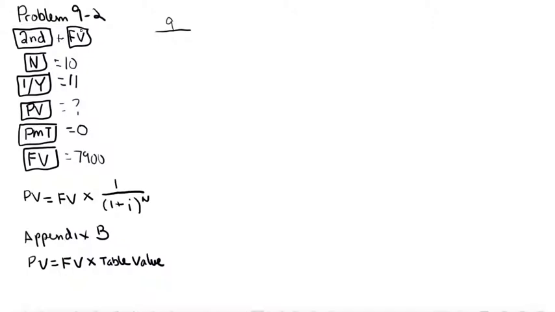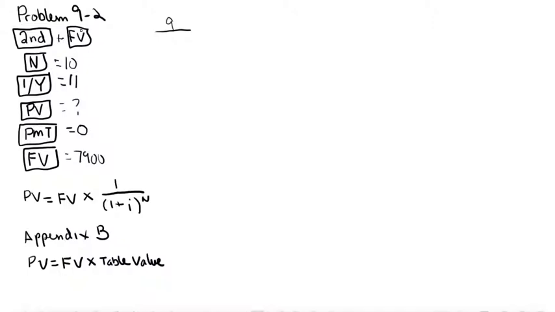Alright, so the first thing I'll do is clear time value of money, just like I did. Always do that first. And then I can start entering my numbers. So I'll type 10 on my calculator and then push the N button. I've just programmed that number 10 into the N button, periods. And then I'll type 11, and I'll push my I/Y button, that's the interest rate per period.